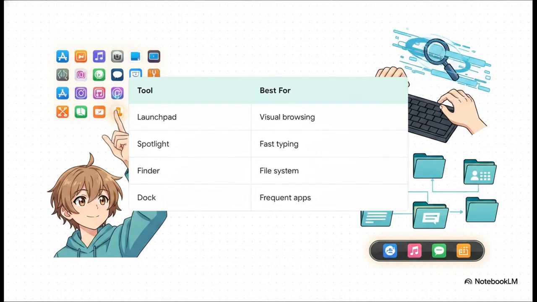You've got Spotlight for blazing fast system-wide searching. Finder's there when you need strict, granular control over your file system. Your dock really should be reserved strictly for your heavy hitters, the daily driver apps. But Launchpad, that's your go-to for visual browsing. It's perfect for when you know you have an app, you want to see what your options are, or for those apps you use maybe once a week and don't want permanently clogging up your dock.